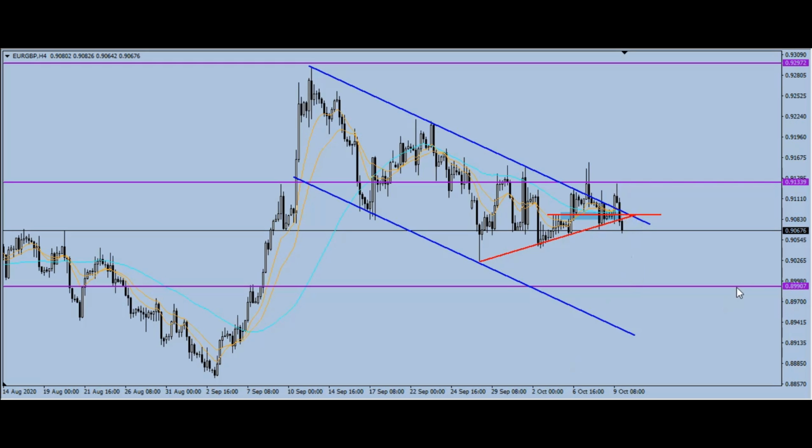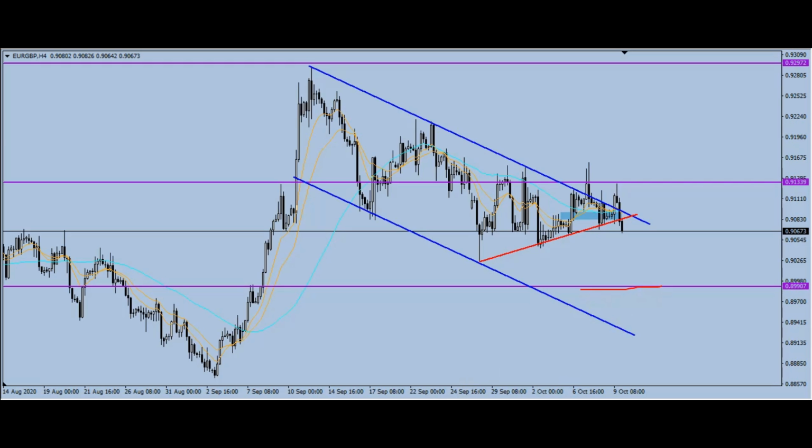I want to see price move back to this level. If we get another false break above here, then it's very possible, but it's going to be disastrous. But based on what I'm seeing right now, I want to see price make these lows around here. So that's what I have for EurGbp.